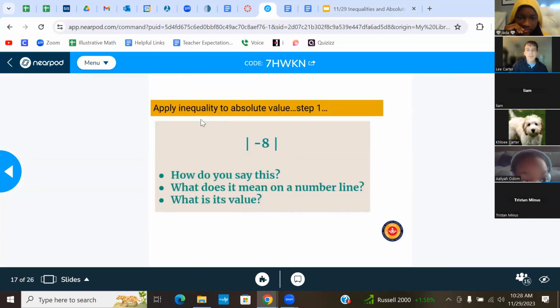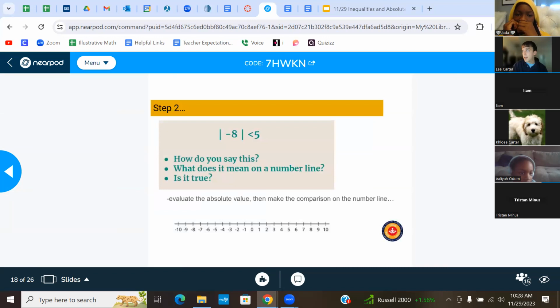Now, applying inequalities to absolute value. The first thing here is how do you say this? Well, this is the absolute value of -8, which means on a number line that -8 is 8 places away from 0, which means that its value is 8. We've already done that.